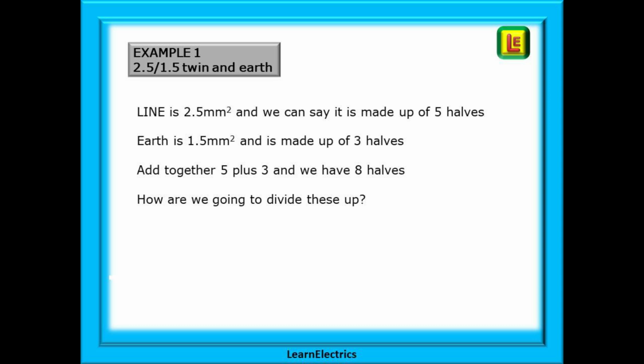In this case, a 2.5 1.5 twin-and-earth cable. The line is 2.5 millimeters, and we can say it is made up of 5 halves. 5 halves make 2.5. And the earth is 1.5 and is made up of 3 halves. 3 halves being 1.5. If we add together 5 plus 3, we will have 8 halves. So now, how are we going to divide these up to be useful to us?